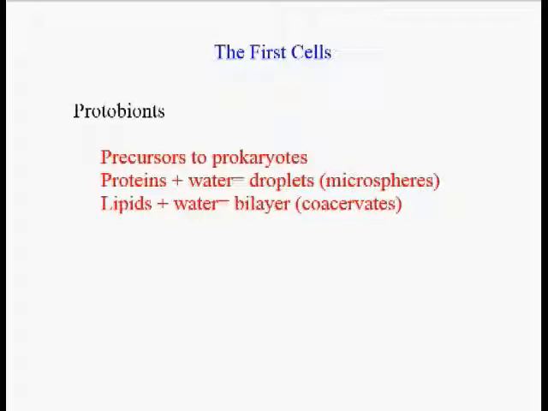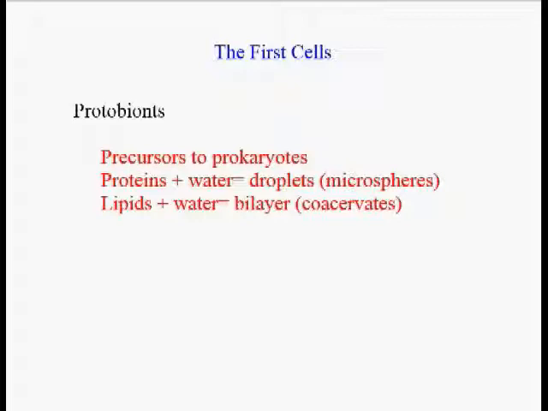If you just take proteins and just throw them into water, they tend to kind of bead up a little bit into droplets, because proteins tend to be difficult to dissolve. And those droplets we call microspheres, so that's kind of a model for what the first cells might be.